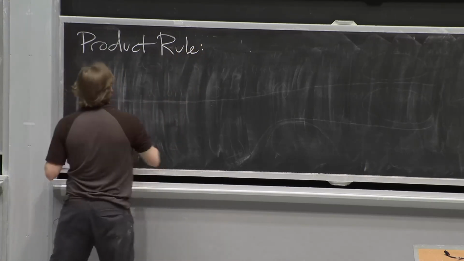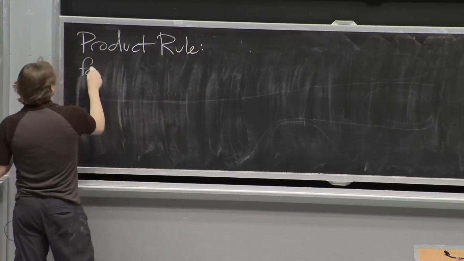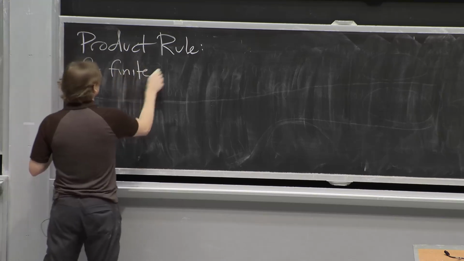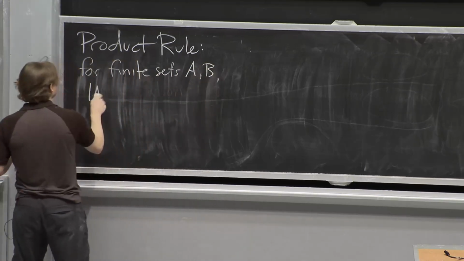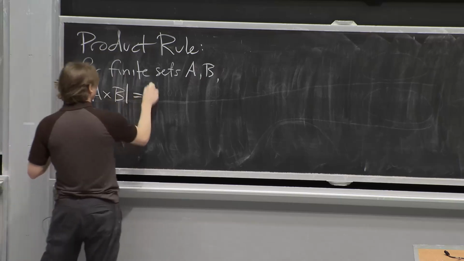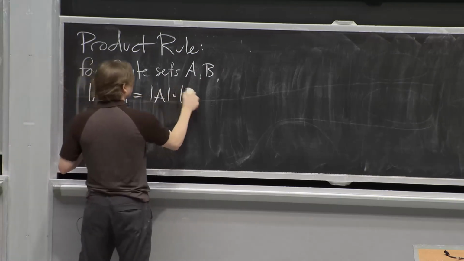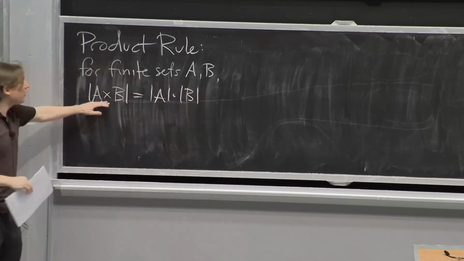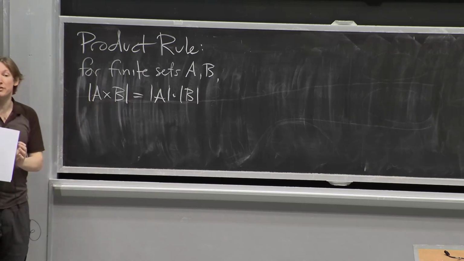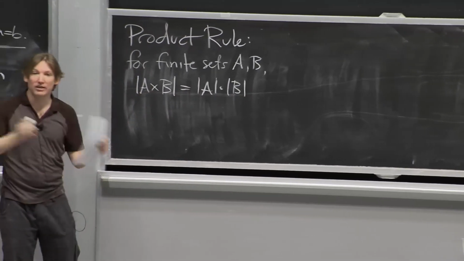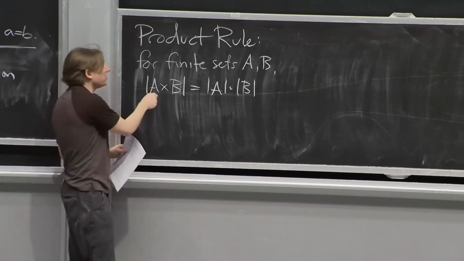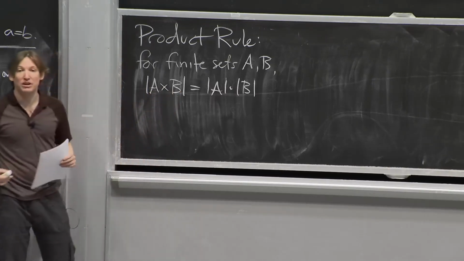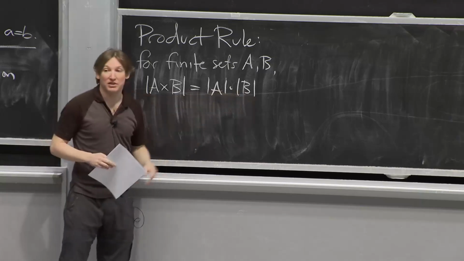Which says that for finite sets A and B, the size of A cross B equals the size of A times the size of B. Remember, A cross B is the set of all possible pairs where the first element is in A and the second element is in B. So the number of ways to choose an element from A and then choose an element from B is the size of A times the size of B.